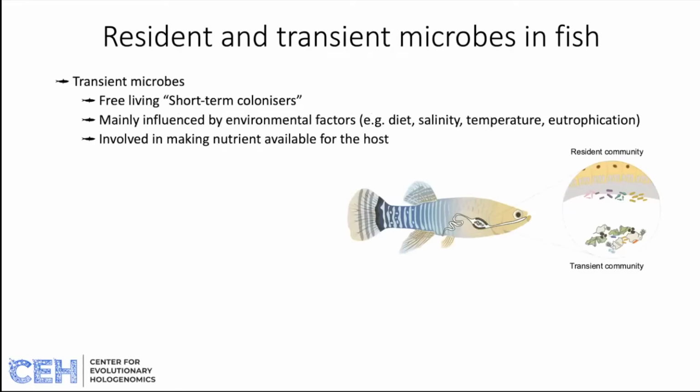The transient microbes are often called short-term colonizers. They live in the intestine for a shorter period of time, and they are mainly influenced by environmental factors, such as diet, which is one of the main things. And if you're a fish, then the salinity, temperature, or level of eutrophication of the surrounding water. They are involved in making nutrients available for the host.